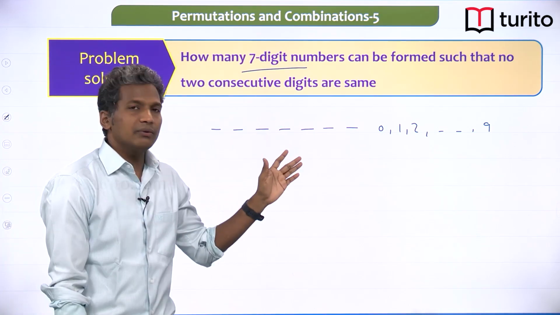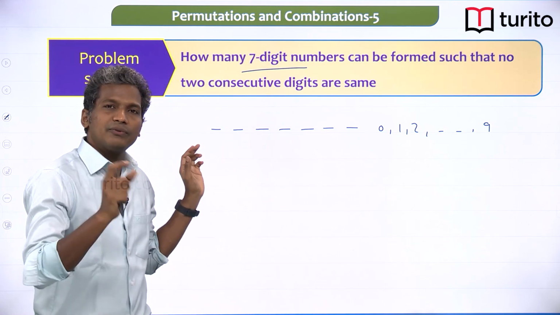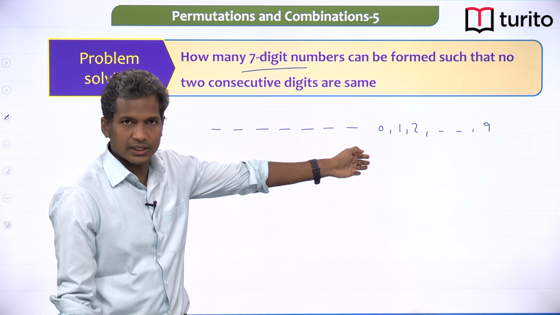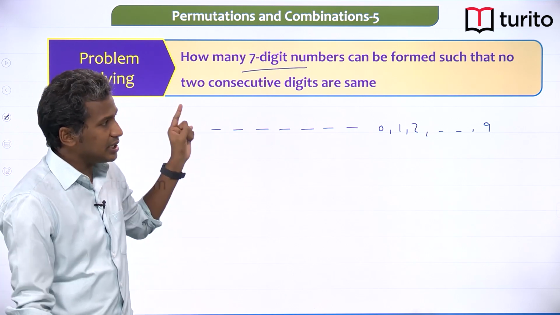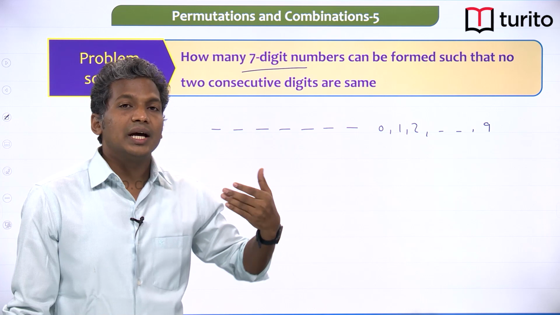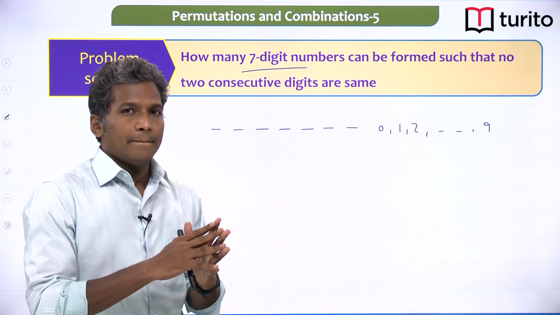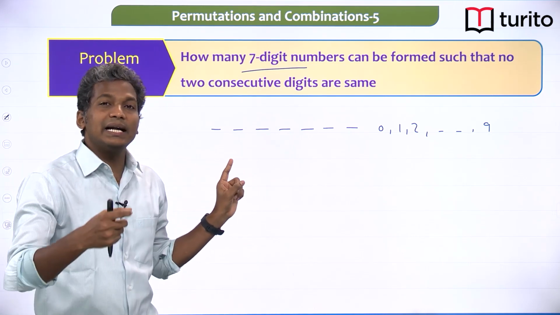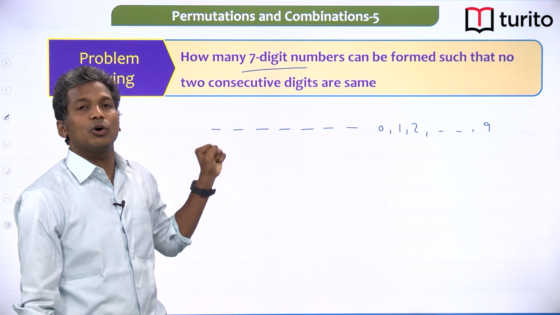While filling, we can generally start from any location. You need not fill the first location first. We can start from the last, or from the middle, it does not matter. But here, if the first digit becomes 0, then it is not a 7-digit number, it is a 6-digit number. So the first digit cannot be 0. Indirectly there is one condition on the first digit, so we take this as our top priority.